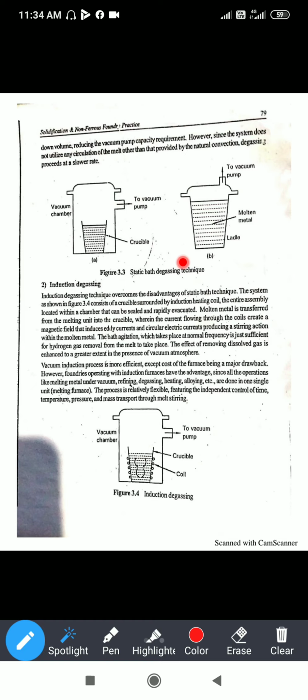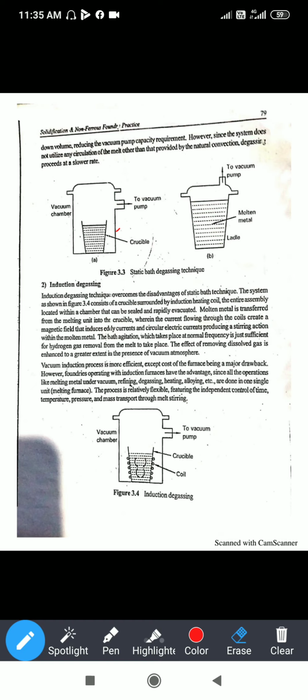Within that chamber the vacuum is generated, and the pressure is applied on the surface of the molten metal, which allows the gases to compress over there. Hence the gas is compressed, the gas density is reduced, and the gas comes to the upper side of the surface and into this chamber. Then afterwards this chamber is opened, the upper case is opened, and the gases are released to the atmosphere.